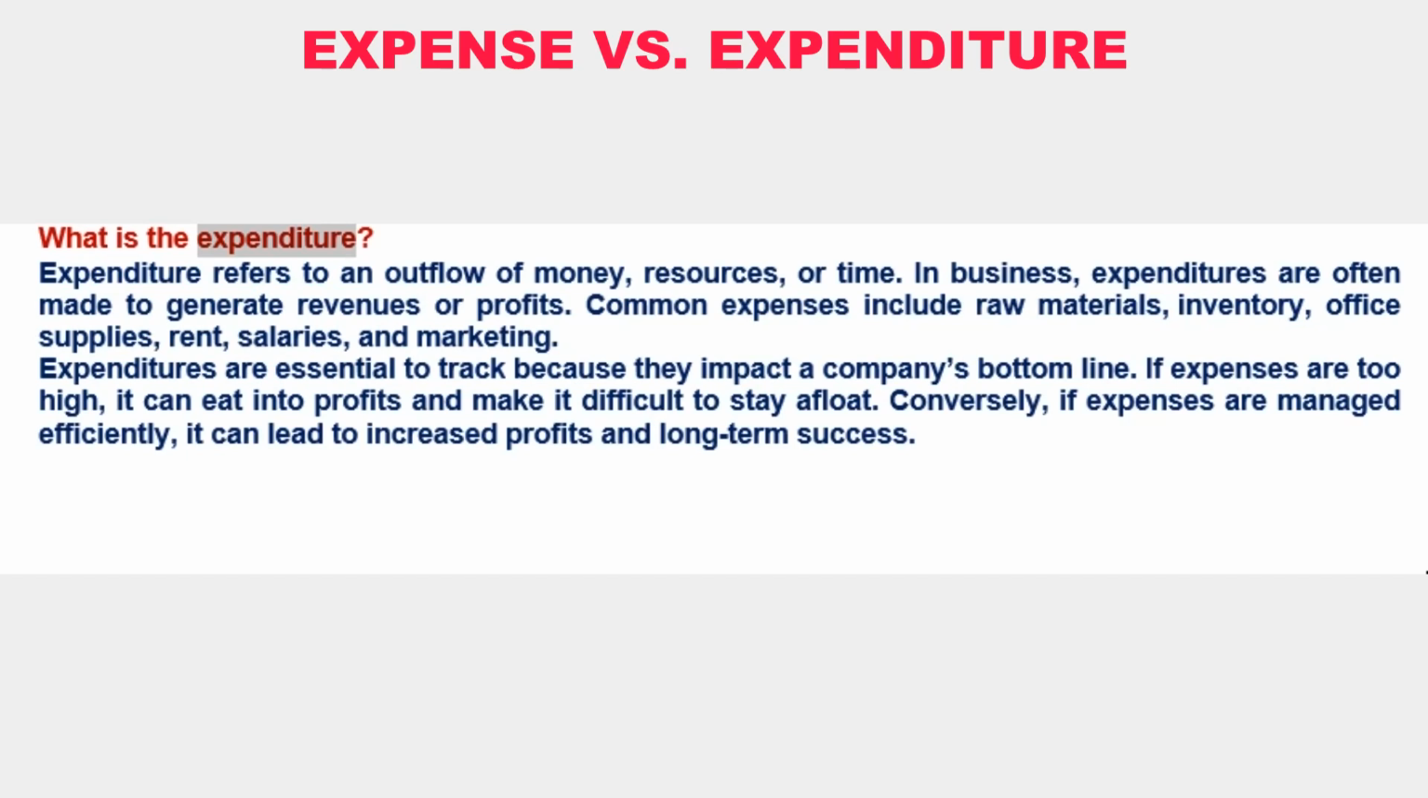What is the expenditure? Expenditure refers to an outflow of money, resources, or time. In business, expenditures are often made to generate revenues or profits. Common expenses include raw materials, inventory, office supplies, rent, salaries, and marketing. Expenditures are essential to track because they impact a company's bottom line. If expenses are too high, it can eat into profits and make it difficult to stay afloat. Conversely, if expenses are managed efficiently, it can lead to increased profits and long-term success.